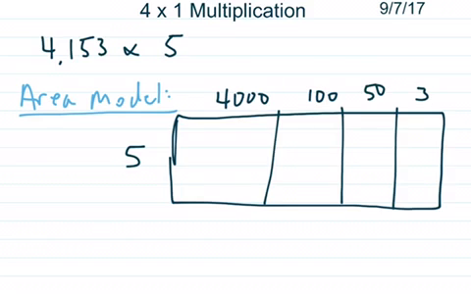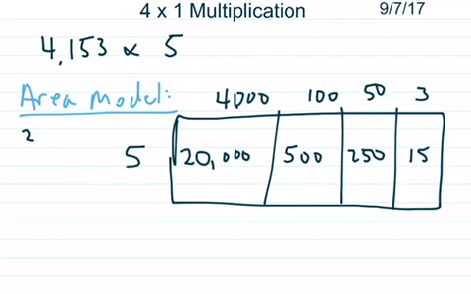So the first problem we're going to start off with is 5 times 4,000. 5 times 4 is 20, so we want to write that whole 20 out, and then we're going to put the 3 zeros in. So 5 times 4,000 is 20,000. 5 times 100 is 500. 5 times 50. 5 times 5 is 25. Add the 0, 250. 5 times 3 is 15. So we have our 4 pieces now that we need to add together to get our answer.